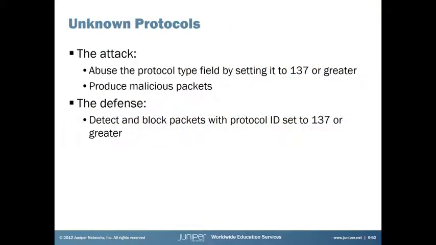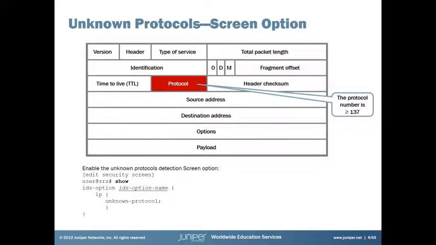Unknown protocol. Use the protocol type field by setting it to 137 or greater, otherwise it doesn't exist, to produce malicious packets. The defense is to detect and block those. So that's the configuration option there: IP unknown protocol.